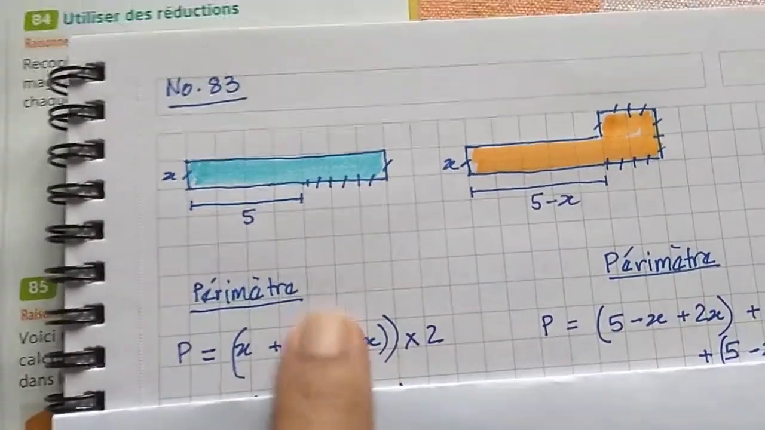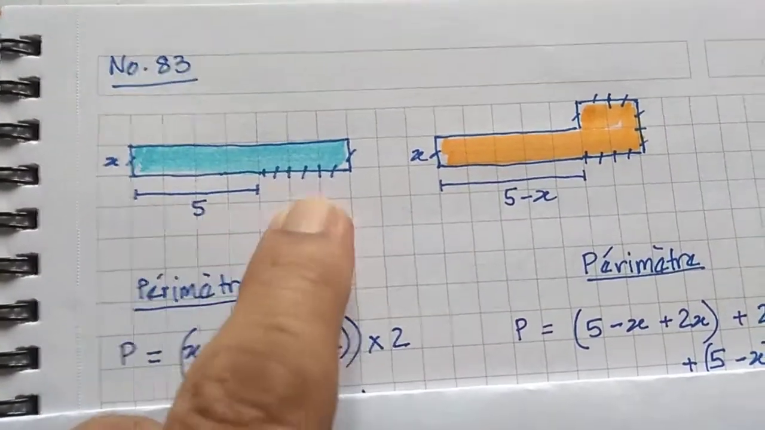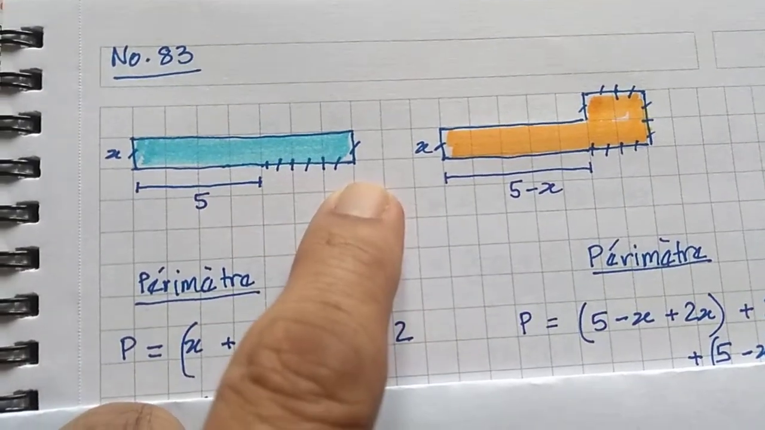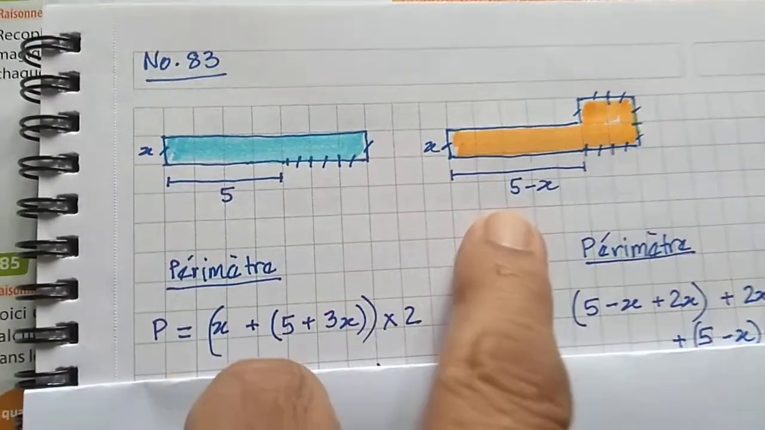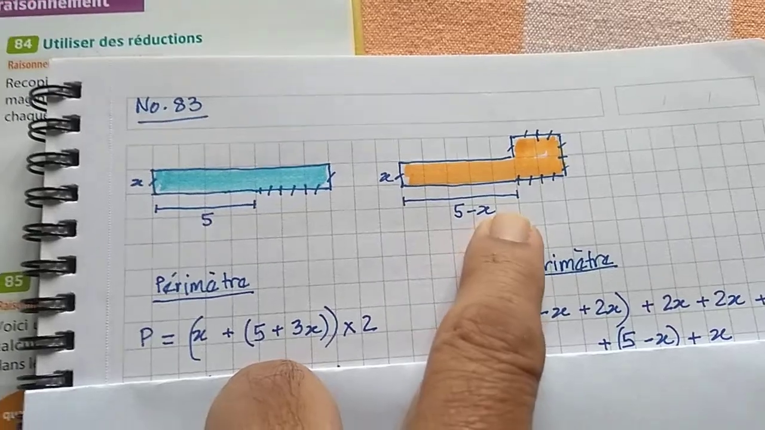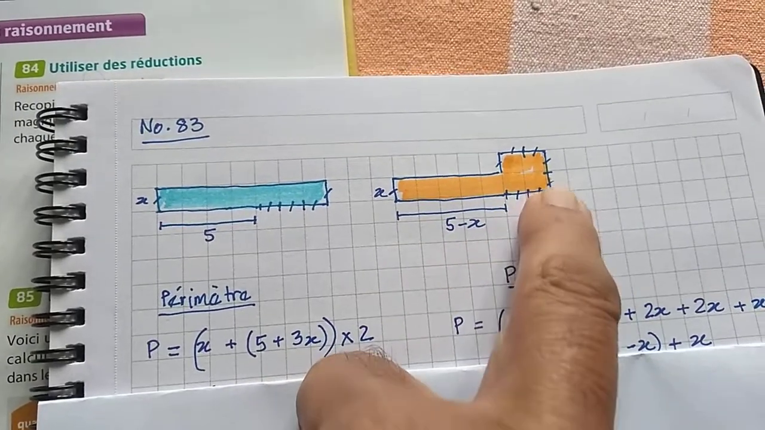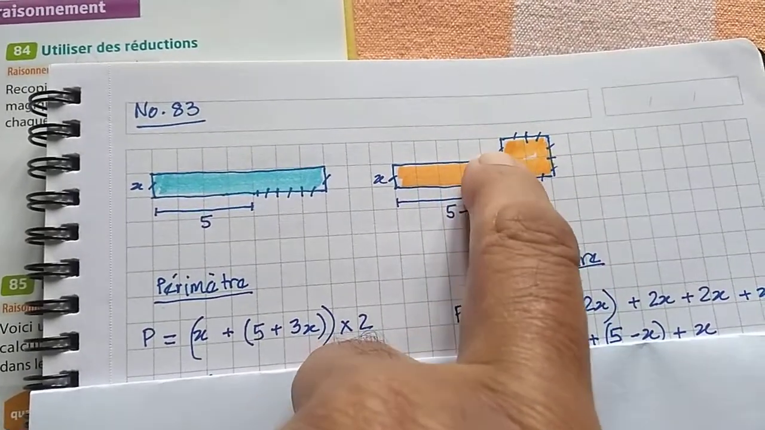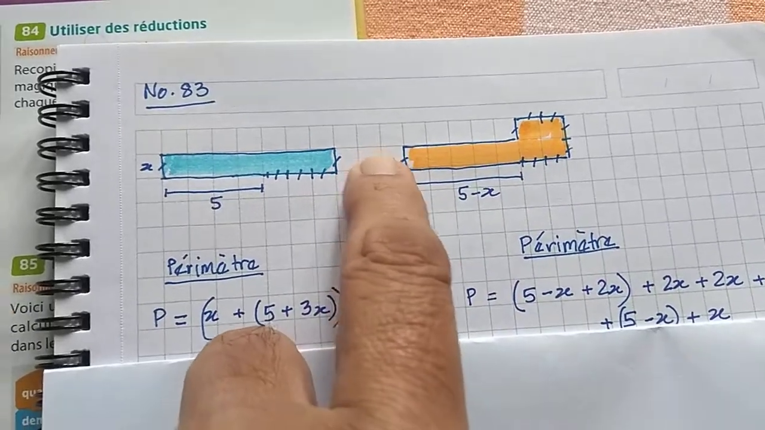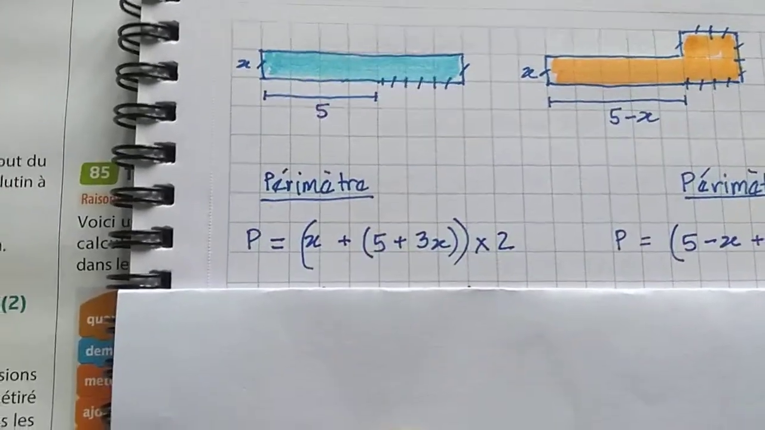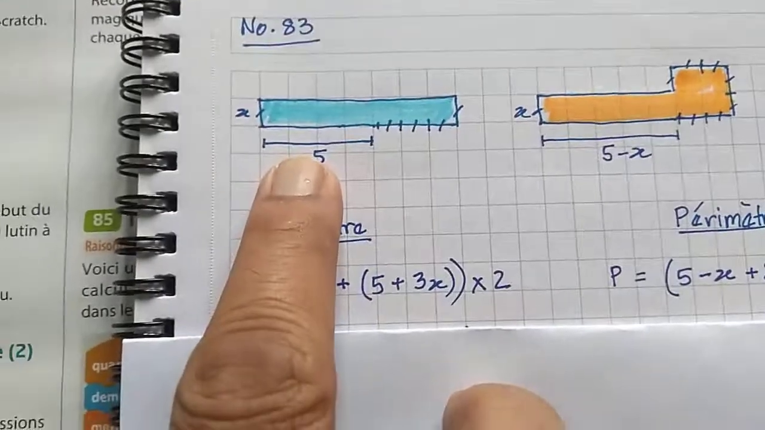So first I've drawn it. This is 5. There are then 3 squares of equal size, x, and similarly here this is 5 minus x, this is 2 times x, 2 times x, 2 times x, then that little bit is x again, and this is same as x. So let's calculate the perimeter of this one.